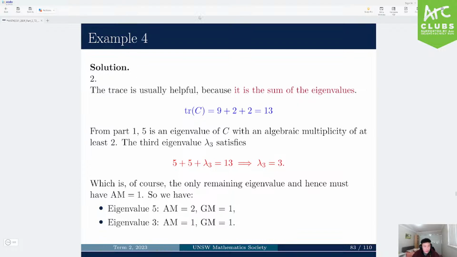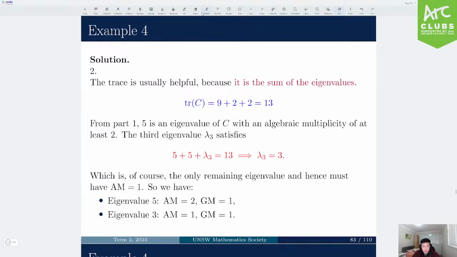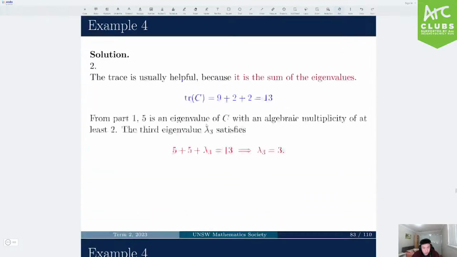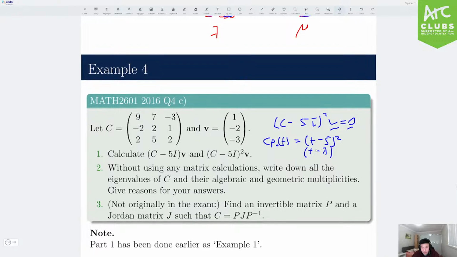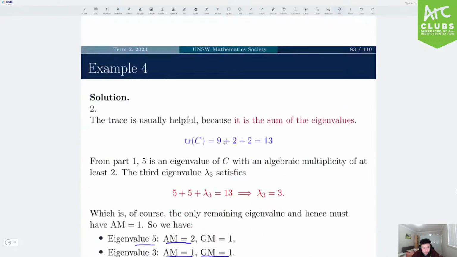And again, for the eigenvalue lambda is 3, the algebraic multiplicity was 1, and that's going to imply that the geometric multiplicity must also equal 1, because the GM must always be bounded between 1 and the AM. Okay. For the eigenvalue of 5, we know that the algebraic multiplicity is equal to 2, because we have power 2 in the characteristic polynomial.